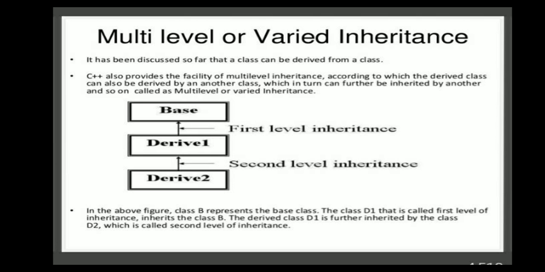In this above figure, class B represents the base class. The class D1, that is called first level of inheritance, inherits the class B. The derived class D1 is further inherited by the class D2, which is called second level of inheritance.